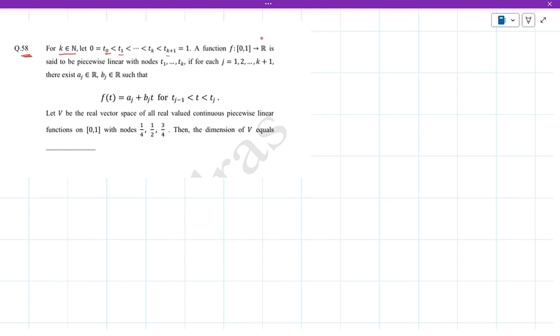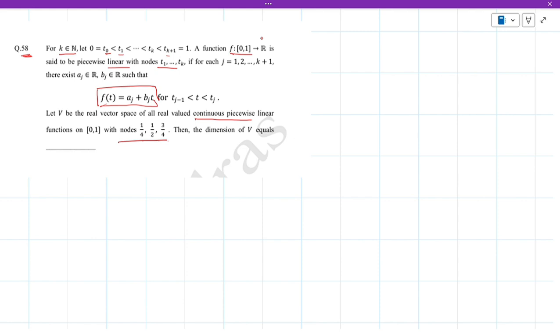You can say it is a partition between 0 and 1, right? A function has been defined to be linear with nodes like this, and the function itself is aj plus bjt, right? And V is the real vector space of all the real valued continuous piecewise linear functions with nodes, right? Nodes, you can say, are just interval endpoints, meaning inside the interval of 0, 1, these are the endpoints, or you can say inner points.